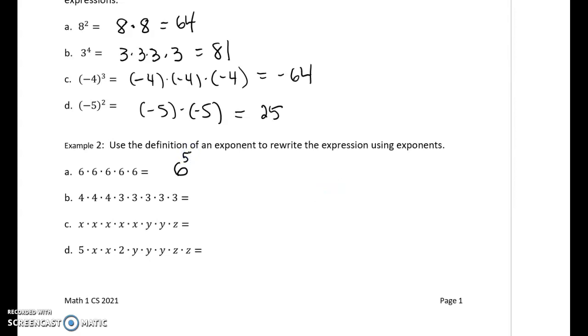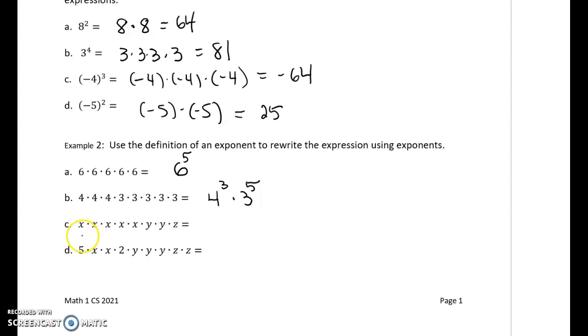Part B, we have 4 times itself 3 times. So 4 is the base, and 3 is the exponent because we see the 4 three times. Here we have 3 multiplied times itself, so we're going to have a second exponential expression. This 3 represents the repeated factor of 3, and we see 3 is being multiplied times itself 5 times. So that's going to be our exponent.